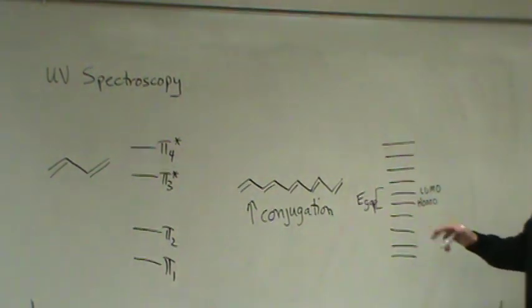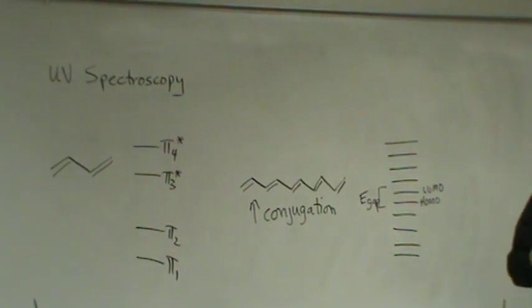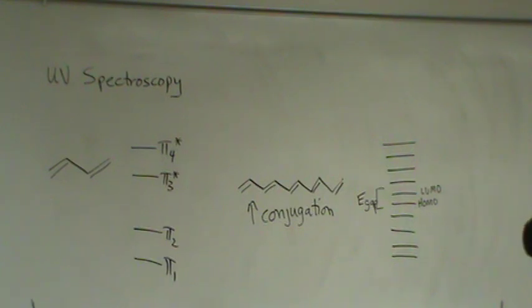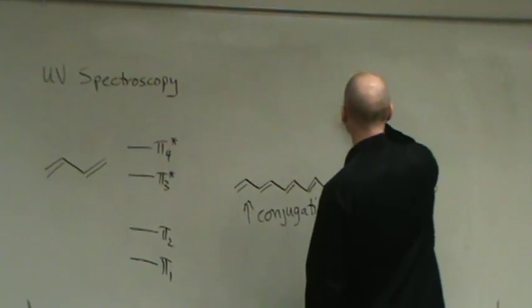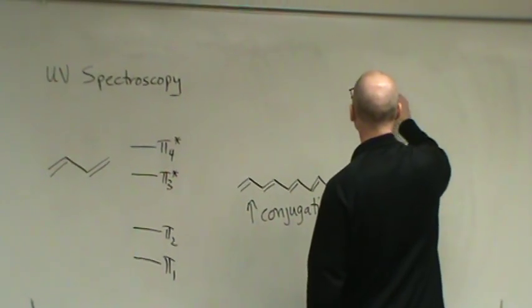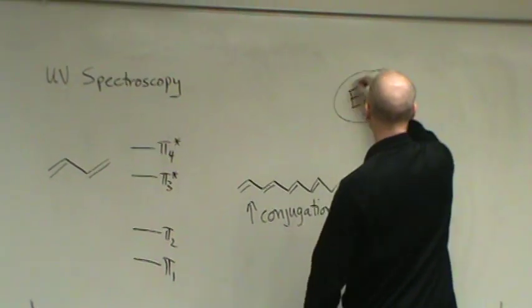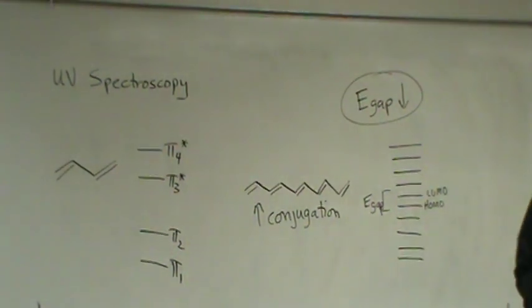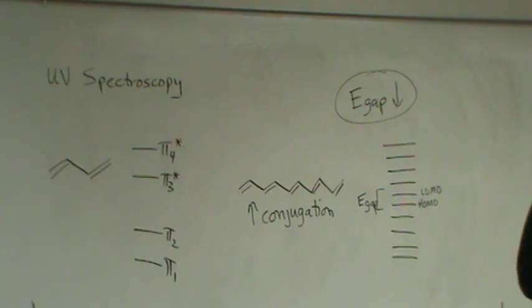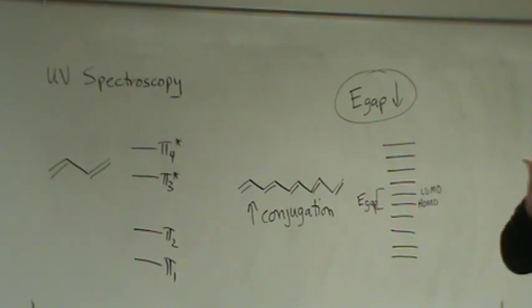what happens to the energy gap when I get more conjugation? It gets smaller, doesn't it? Okay? So make sure you record that in your notes, that the energy gap decreases as I get increased conjugation of double bonds.